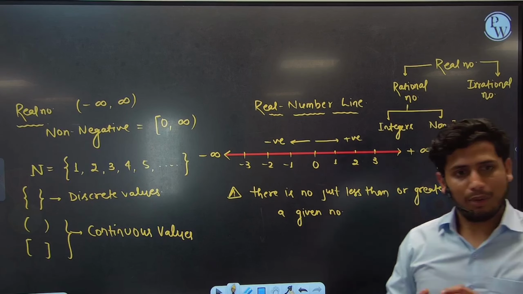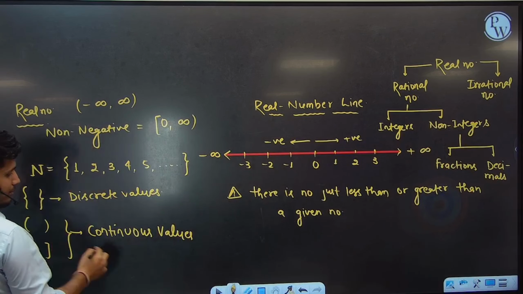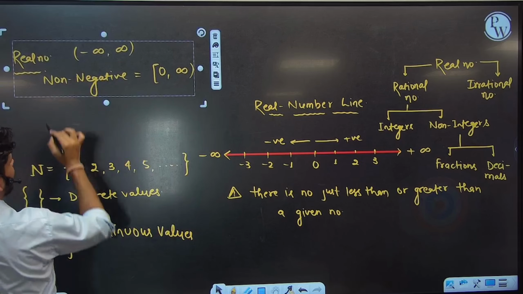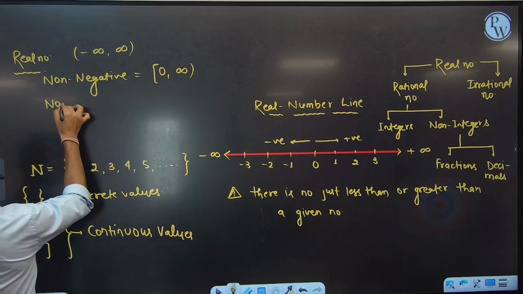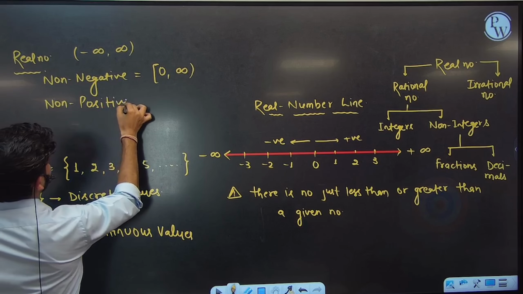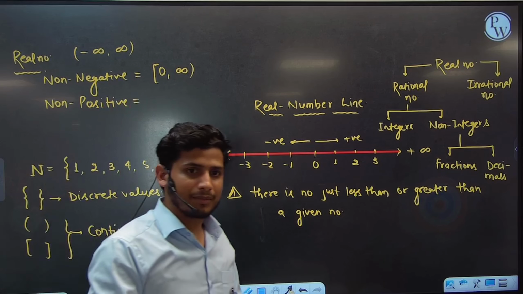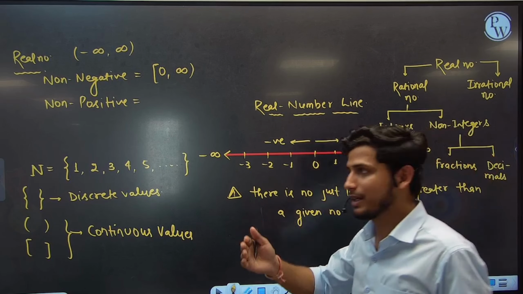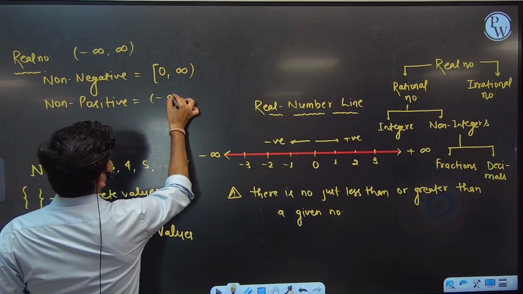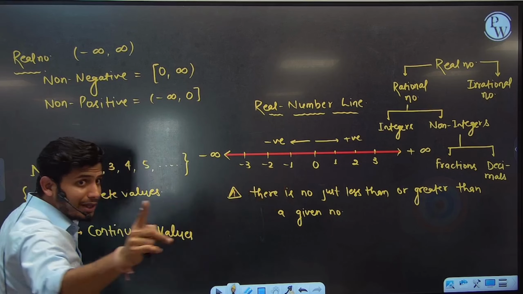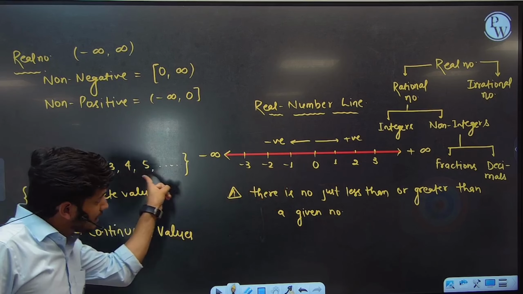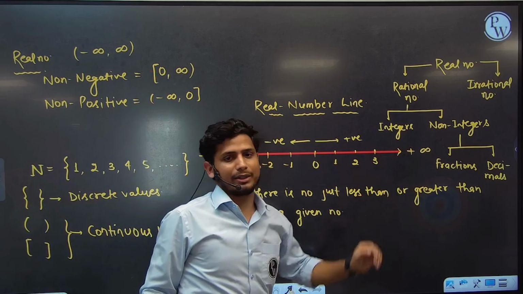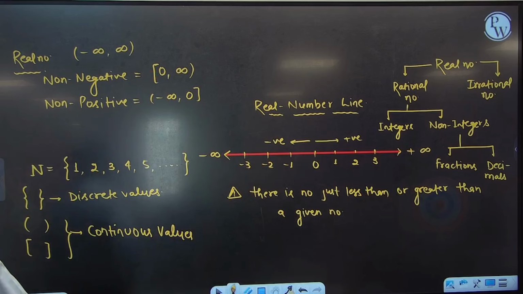Now we want to add non-positive. Non-positive: minus infinity, negative values, and 0. So 0 plus negative values. How to write it? Minus infinity to 0, according to the number line. So minus infinity on this side to 0. And for the non-negative, 0 to infinity.